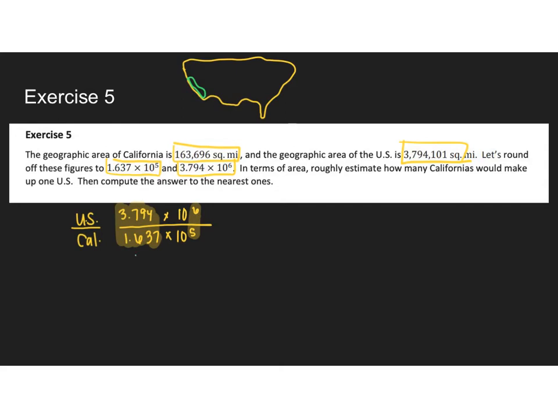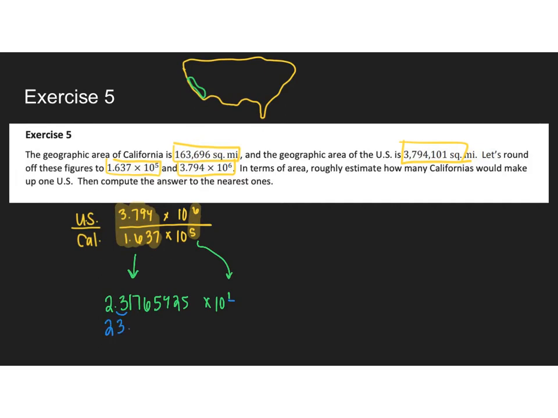All right, when you divide these numbers, you should get 2.317654525. Okay. And when you subtract these exponents, 6 take away 5 is 1. Right? It says, roughly estimate how many Californias would make one U.S., compute to the nearest ones. So it actually wants us to write this number out and then round it off. So it is already written in scientific notation. I'm going to expand it, so I'm just going to move it that one space that's indicated right here.